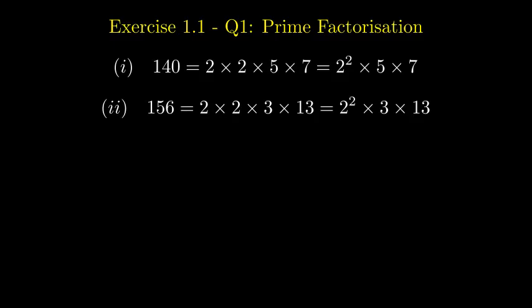So 140 equals 2 times 2 times 5 times 7, which in index form is 2 squared, times 5, times 7. Part two, the number 156. 156 divided by 2 gives 78, 78 divided by 2 gives 39, 39 divided by 3 gives 13, 13 is prime. So 156 equals 2 times 2 times 3 times 13, which in index form is 2 squared, times 3, times 13. The fundamental theorem guarantees these are the unique factorizations.